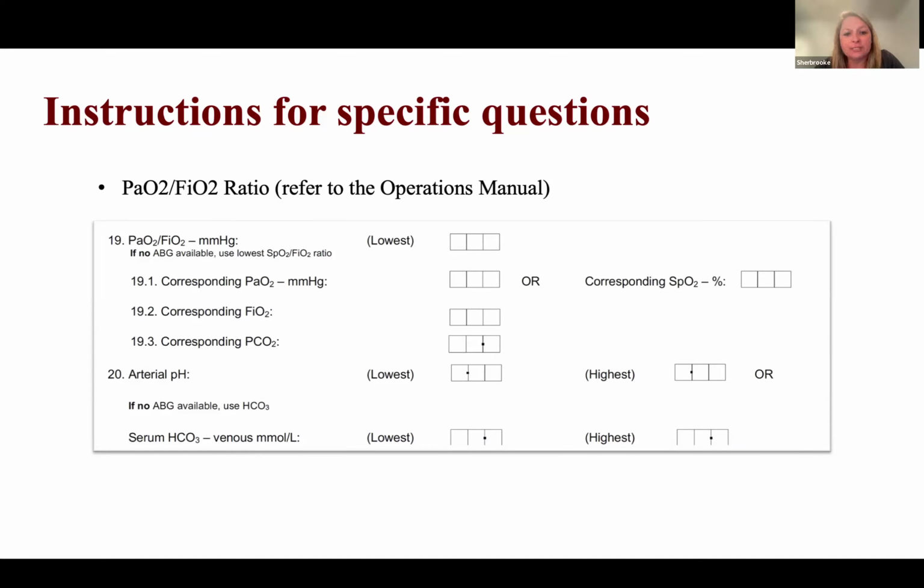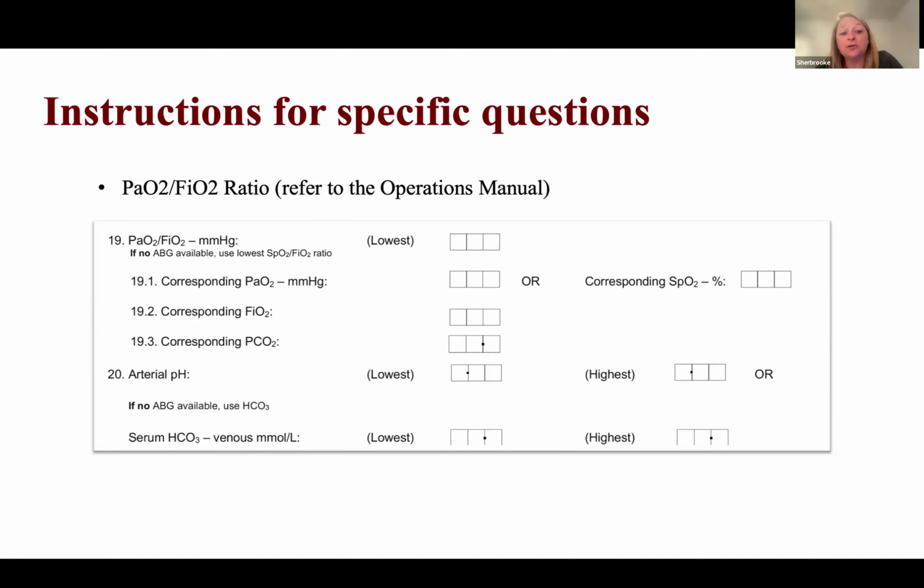So the first instruction is that if you have arterial blood gas, you must use arterial blood gas for the PF ratio. So if you have only one arterial gas during the 24-hour window, then you will take the PaO2 and the FiO2 of this gas, and this will be your PF ratio. You will indicate the PaO2, the FiO2, and the corresponding PCO2 within this same arterial gas.